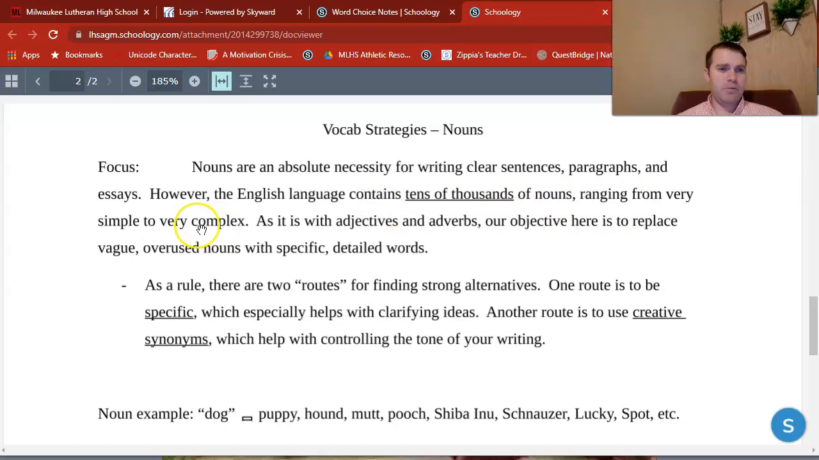They range from very simple words like man and woman and dog, to very complex ones that we want to be using better in our writing. As it is with adjectives and adverbs, our objective here is to replace vague or overused ones with specific, detailed, and creative ones, just to make our writing more readable and more interesting. As a rule, again, two routes for finding strong alternatives. One is to be specific, which helps with clarifying ideas. We'll see this with dog in just a second here. Another route is to use creative synonyms, which are great for controlling tone in our writing.